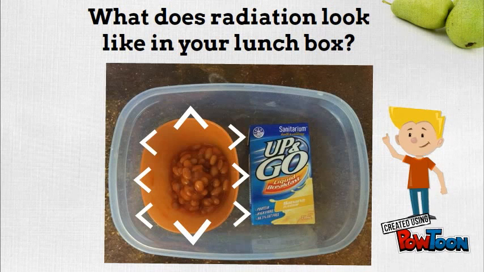What does radiation look like in your lunchbox? Well, the hot beans in this lunchbox radiate heat all around themselves. This comes in contact with the Up & Go, which will warm up.